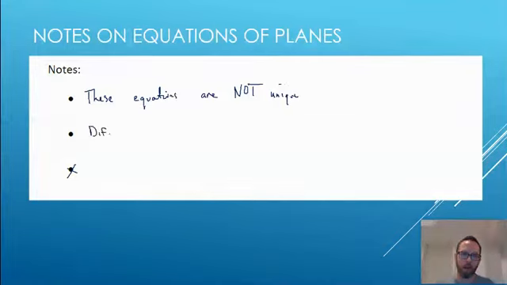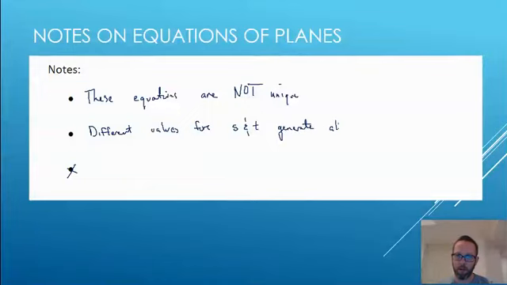And I'll also say different values for s and t generate all points on the plane. And every single point will have a specific value for s and a specific value for t.